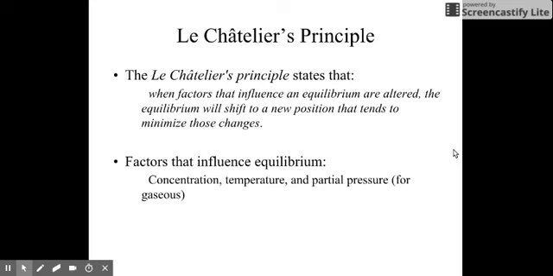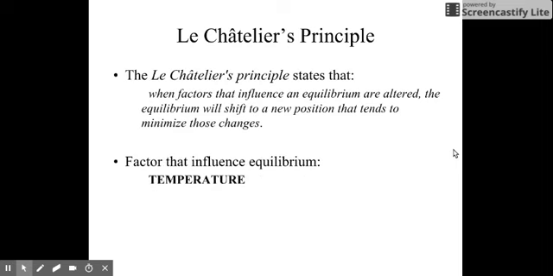Hi, let's recall Le Chatelier's principle. Again, it says that when factors that influence an equilibrium are altered, the equilibrium will shift to a new position that tends to minimize those changes. And in the previous video, we talked about the effect of concentration.